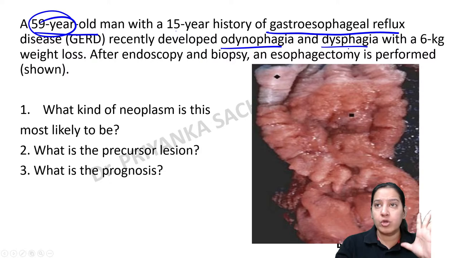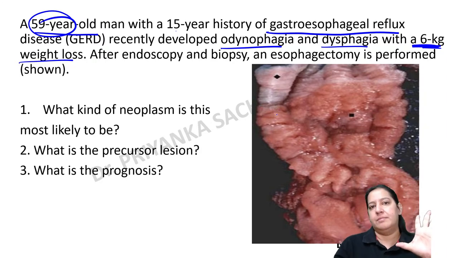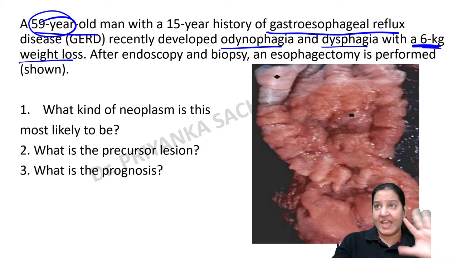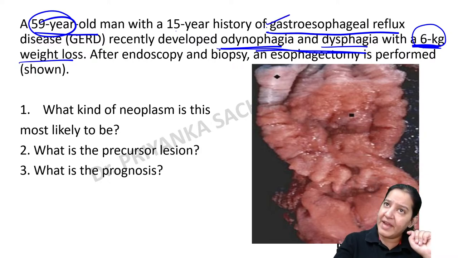So the patient cannot swallow the food, with a 6 kg weight loss. Whenever a sudden weight loss is given, it can be some neoplasm. It is indicating towards some malignancy, some neoplasm. So it can be, not always. So a 6 kg weight loss suddenly is a significant finding. So maybe the examiner is indicating us towards some neoplasm. And the patient is having difficulty in swallowing, and the patient is having pre-existing GERD.